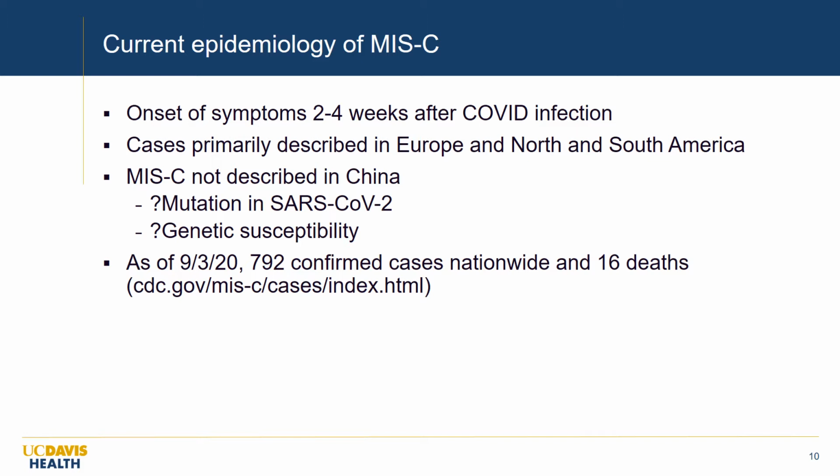And there have also been questions about genetic susceptibility and whether or not there may be certain susceptibility factors that do not exist in Chinese populations but exist in North and South America and Europe. And this is curious, partly because Kawasaki disease seems to occur more frequently in Asian populations, and there is likely a genetic reason there. And so it seems interesting that this specific inflammatory syndrome seems to have not occurred in China, but have occurred in other parts of the world.